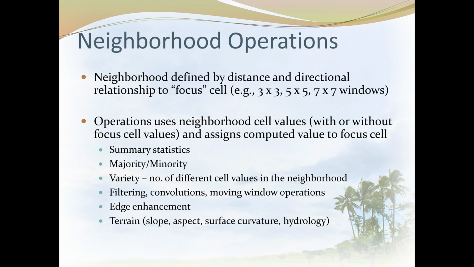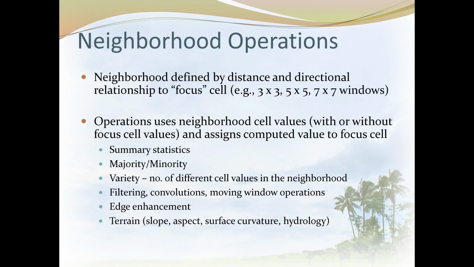So for the neighborhood operations, the neighborhood is defined by distance and a directional relationship to the focus cell, and we have 3 by 3, 5 by 5, 7 by 7 windows. For the operations, we use neighborhood cell values, which could be with or without the focus cell value, and assign the computed value to the focus cell, so we could do summary statistics and majority, minority, variety.